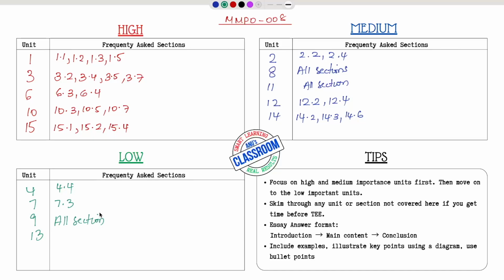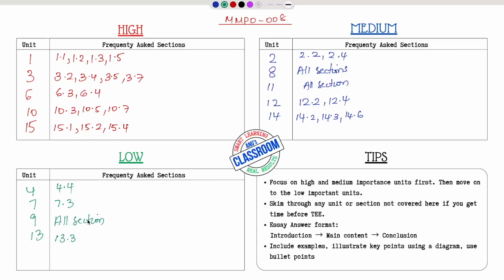So the number of questions that came from Unit 9 is very less. But the nature of the questions that were asked makes it mandatory that you have an overall understanding of Unit 9, that is documentation and global logistics. But Unit 13, if you take, questions were mostly focused on the contents of section 13.3.